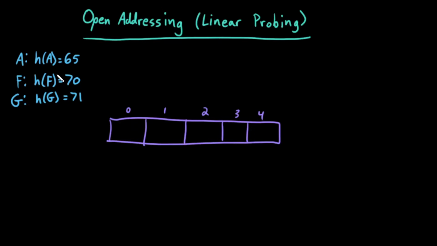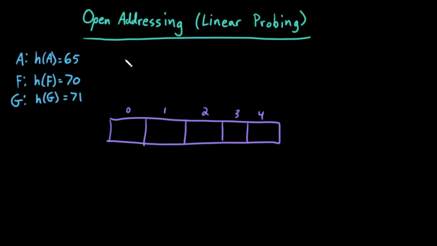How do we deal with collisions? One simple solution is called open addressing, which is also known as linear probing. To exemplify this, let's take this empty array. This is the backing array of a hash table. It has length 5. And let's say I want to insert these 3 elements.